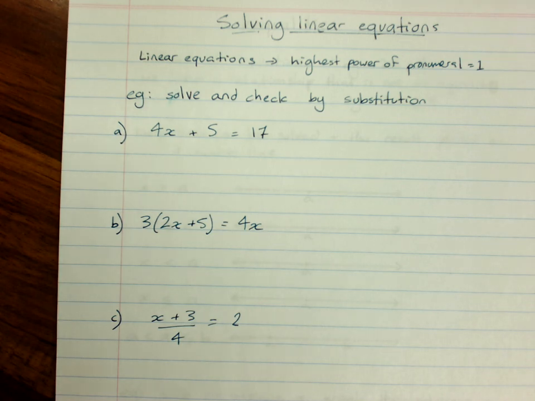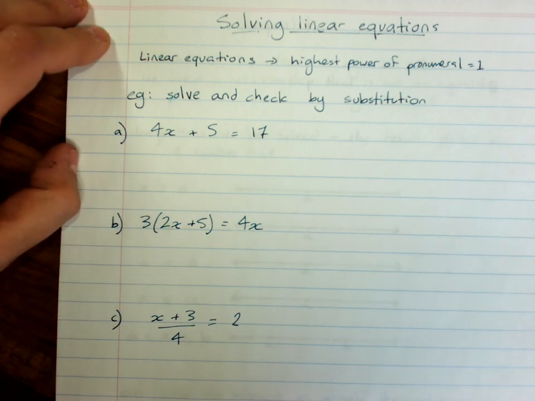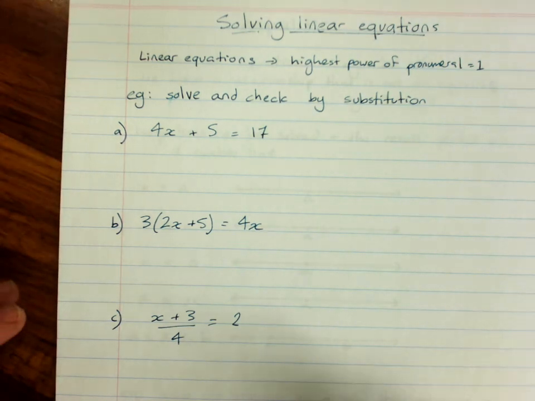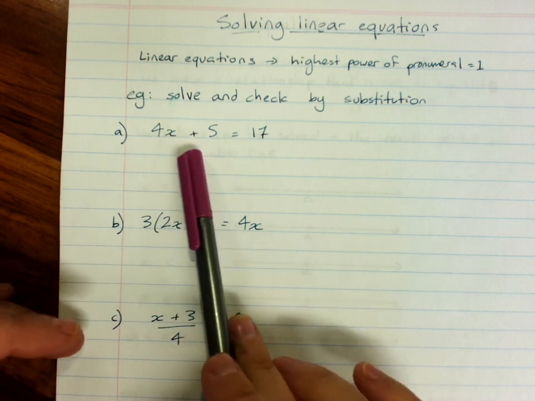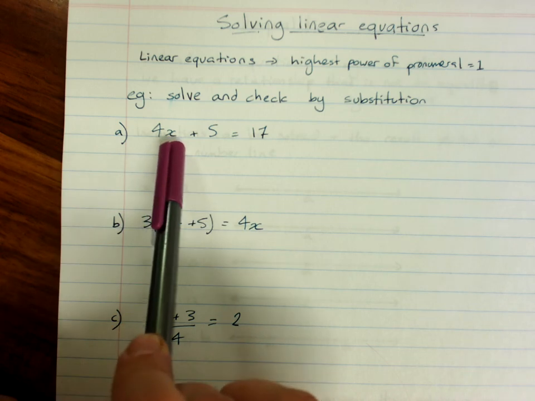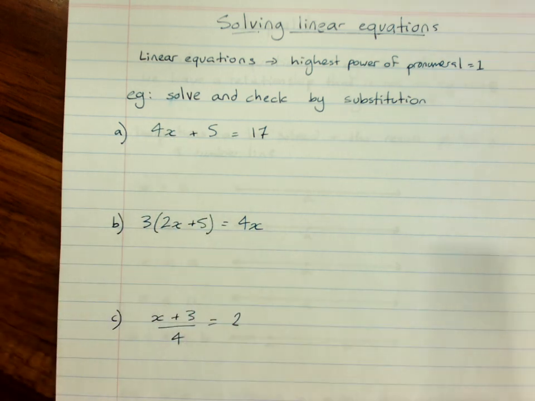Solving linear equations. A linear equation is any equation where we have a pronumeral with no power greater than 1. So the power of our pronumeral must be 1. We do not have any x squared or anything like that, because that would then be a nonlinear equation.